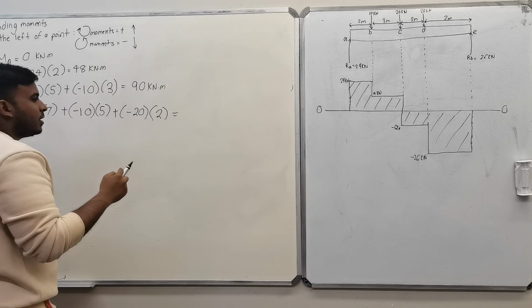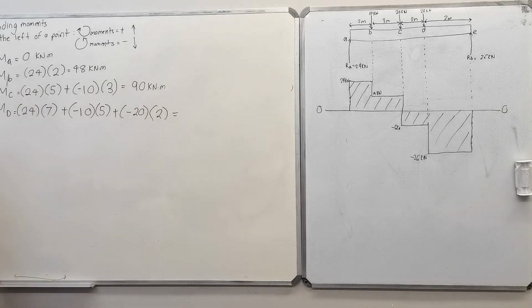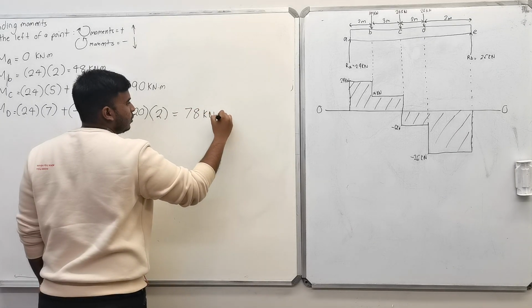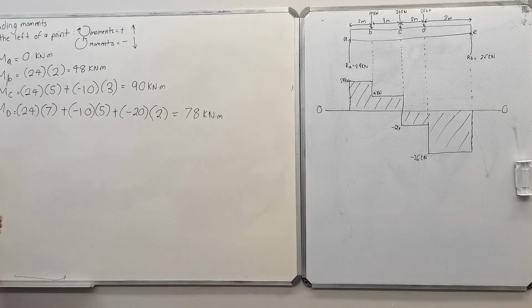Okay, C is down, right? 50 minus 40... 78. 78 kilonewton meters.